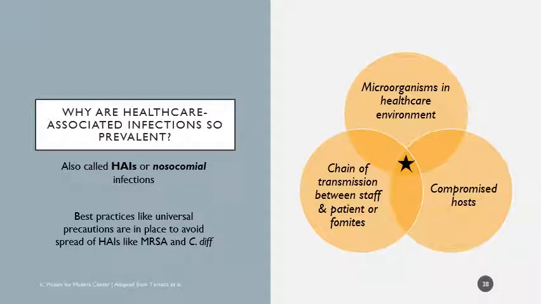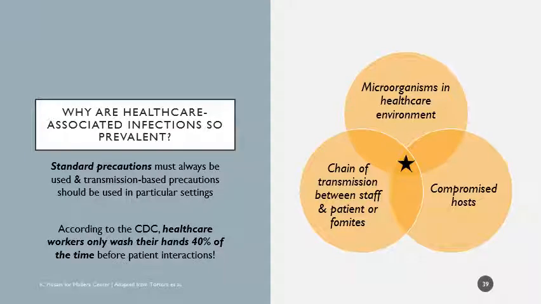We care about this as people who are interested in healthcare because this idea of healthcare-associated infections or nosocomial infections really relates to how diseases spread in hospitals and whether best practices are being followed. So hospital settings have a lot of compromised hosts. They have this massive chain of transmission between staff and patients or fomites, and there's plenty of microorganisms that are found in a healthcare environment when people are coming in with infections. It's so important to follow best practices and standard precautions.